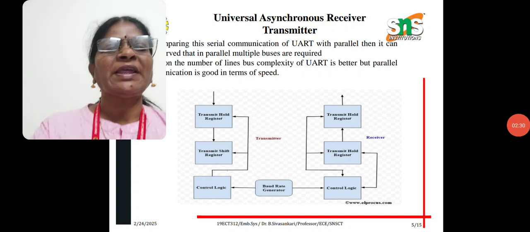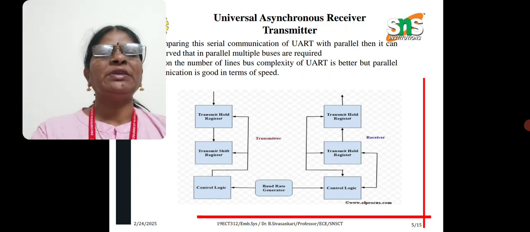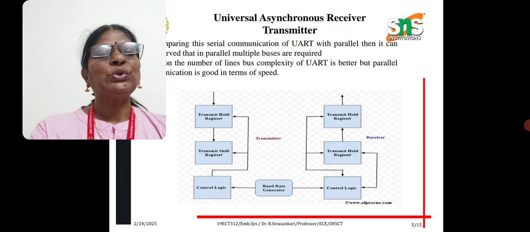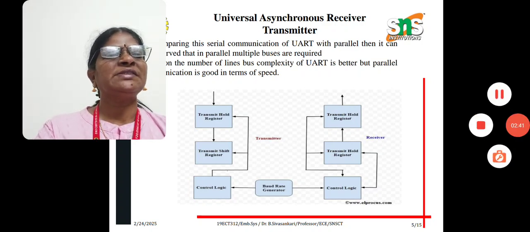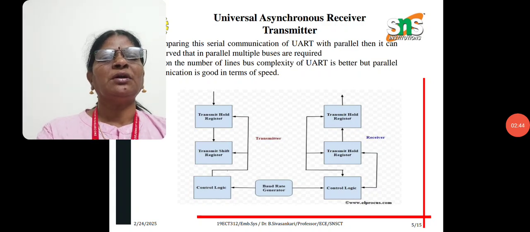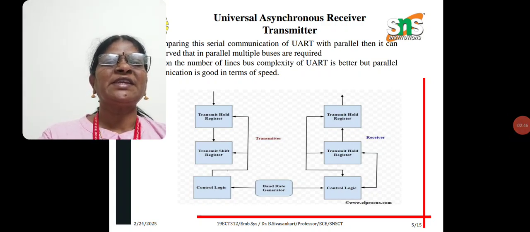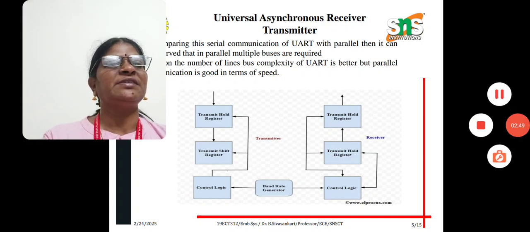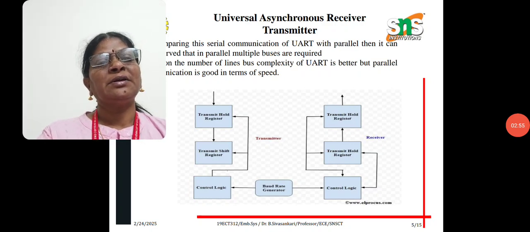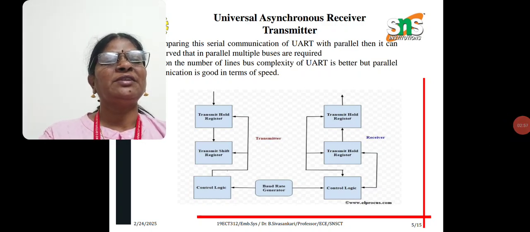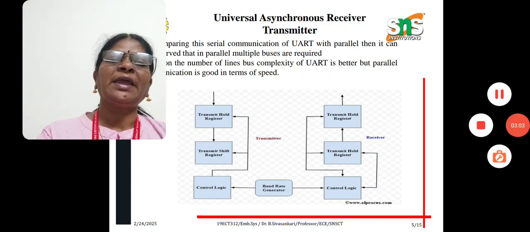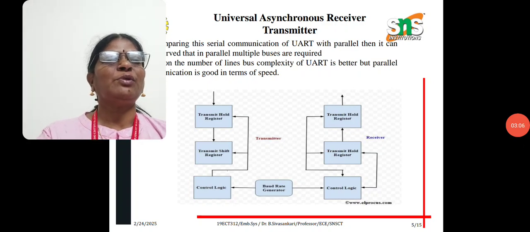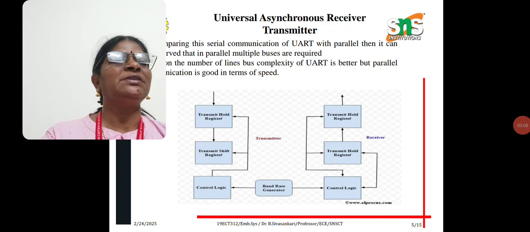So the purpose of the transmit hold register is to store the data. Hold is nothing but to store the data. This transmit data register is used to store your data. Next, the shift register is used to move your data from one bit to another bit, move your data from one place to another. Control logic, we know very well, is used to control the entire system. So the same three blocks are available in both transmitter and receiver.